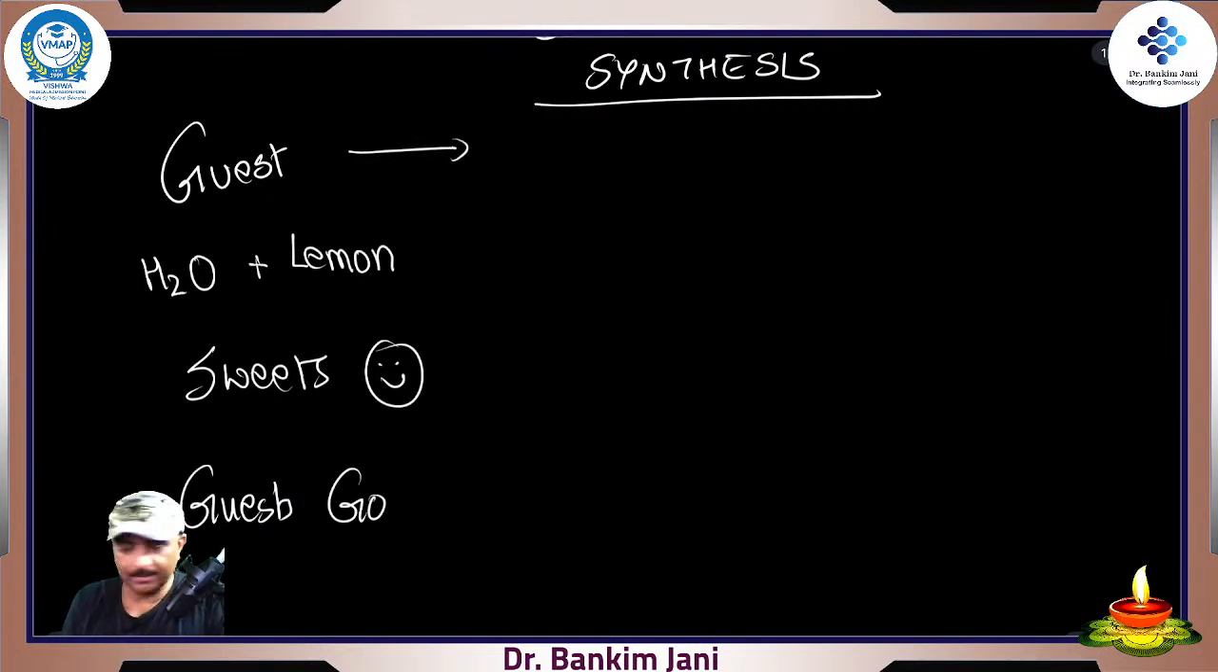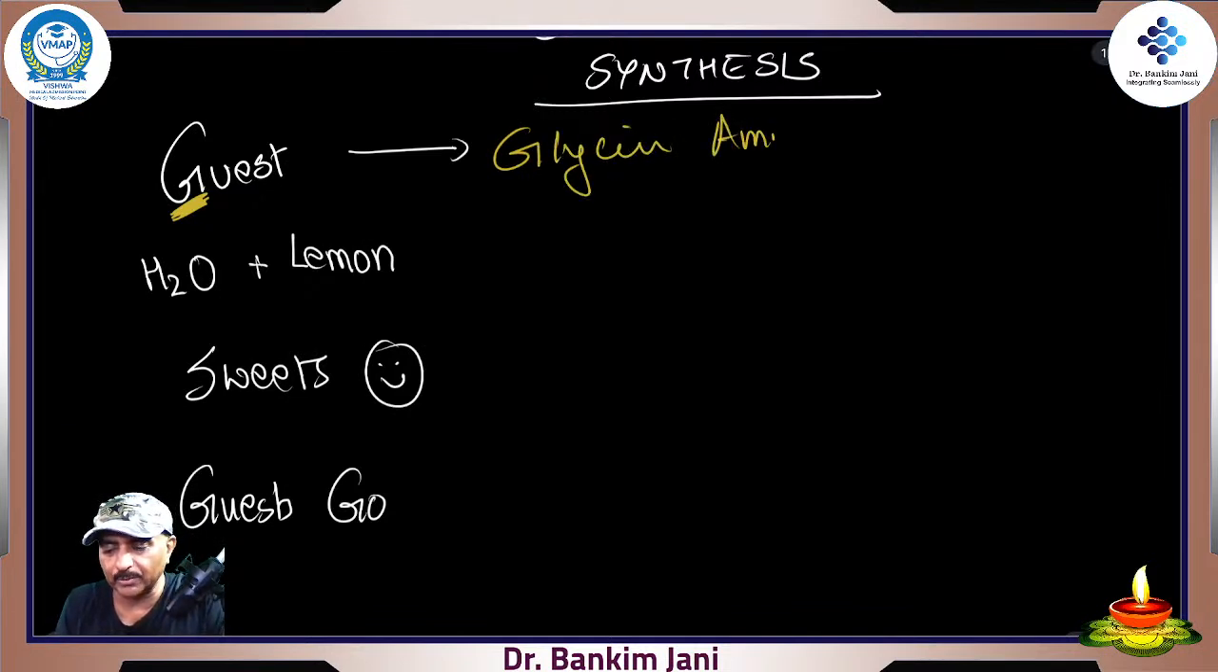I change the color. This G, right? G is the protein, which is an amino acid, which starts with it. It is glycine, right? Guest from glycine, right? Glycine. It is an amino acid. This amino acid, how does it really look like?